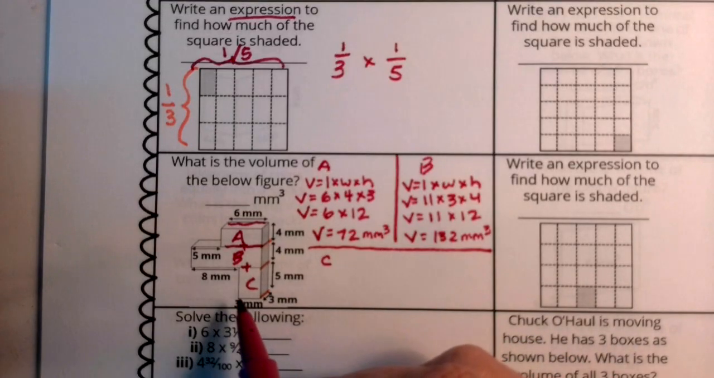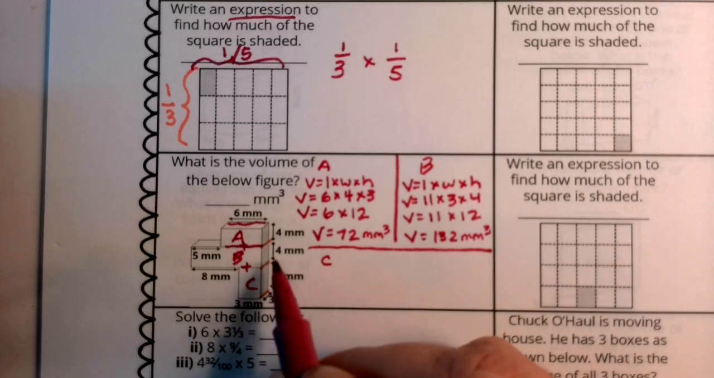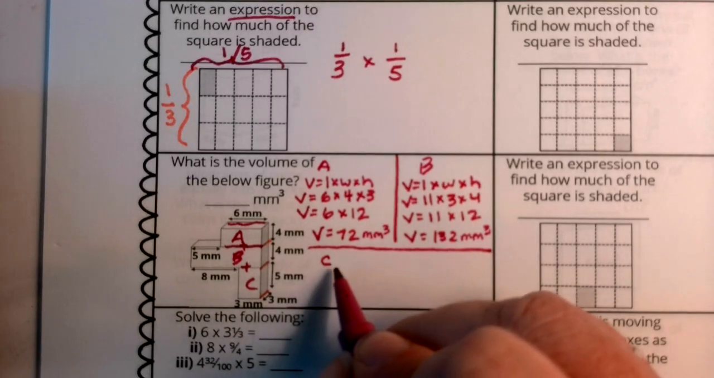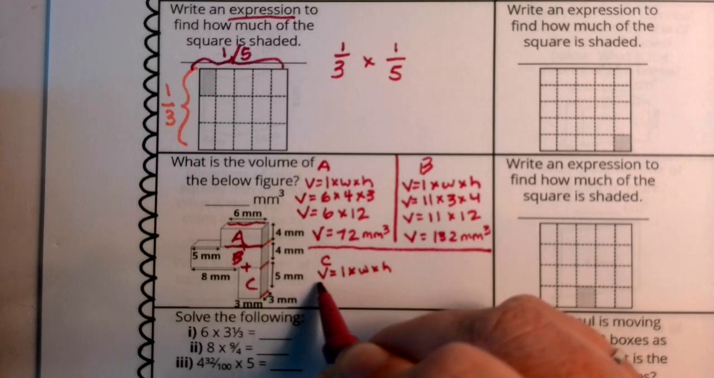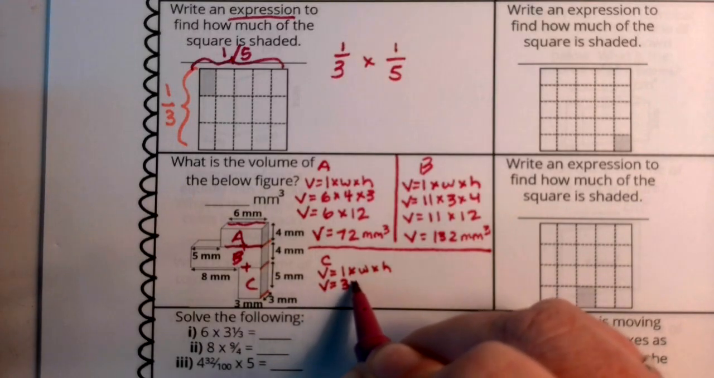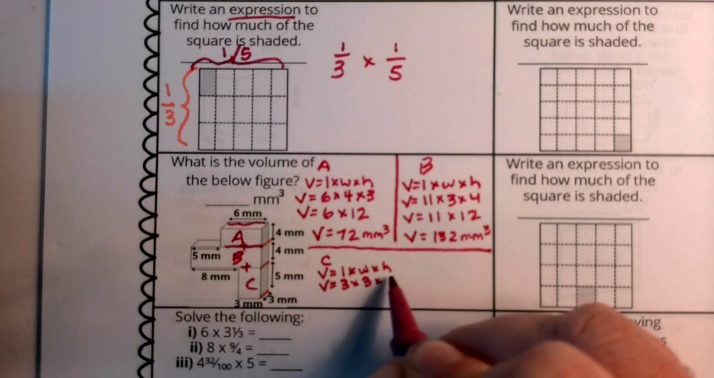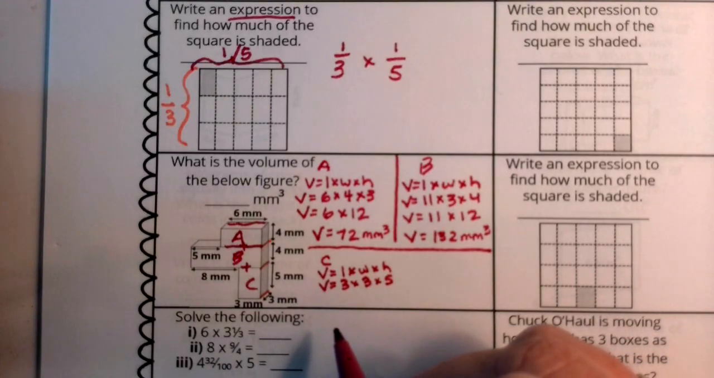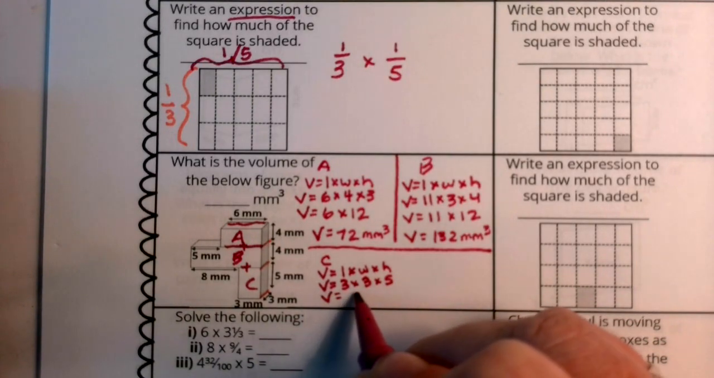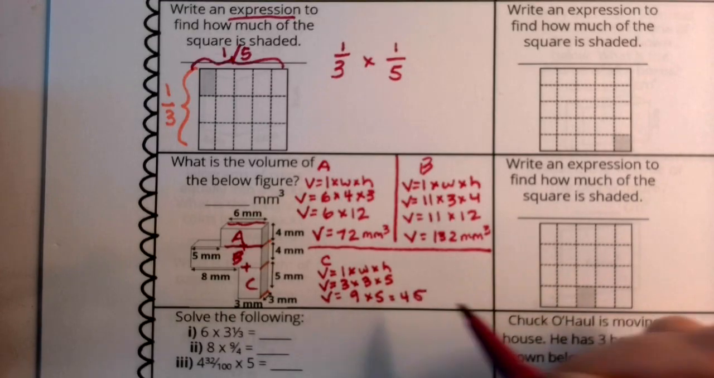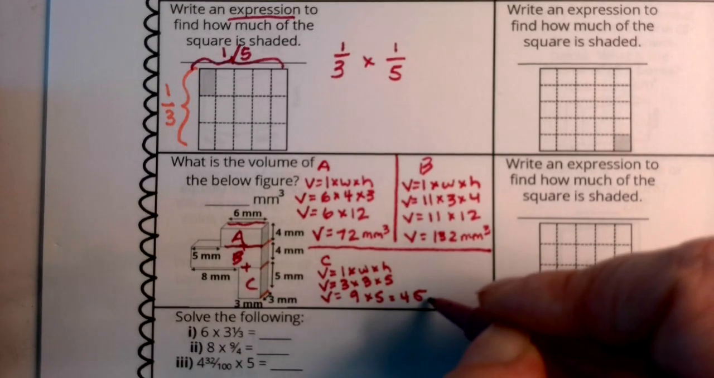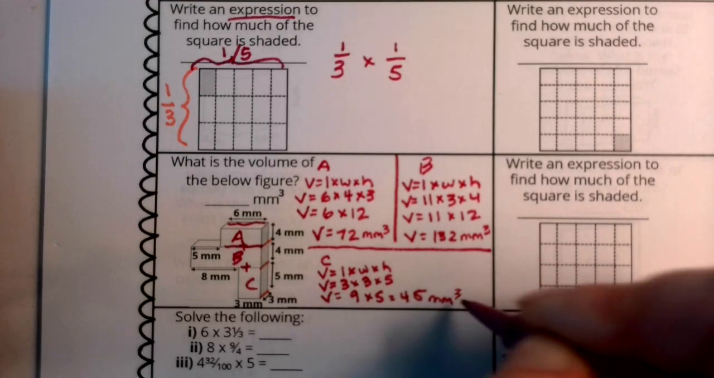Right? Now, prism C, take a look. It has a length of 3, a width of 3, and the height is actually 5 here. So I know I'm using volume equals length times width times height. Here I have length of 3, width of 3, height of 5, right? So 3 times 3 is 9. I'm going to be multiplying that by 5, and I have 45. And again, that's 45 millimeters cubed.